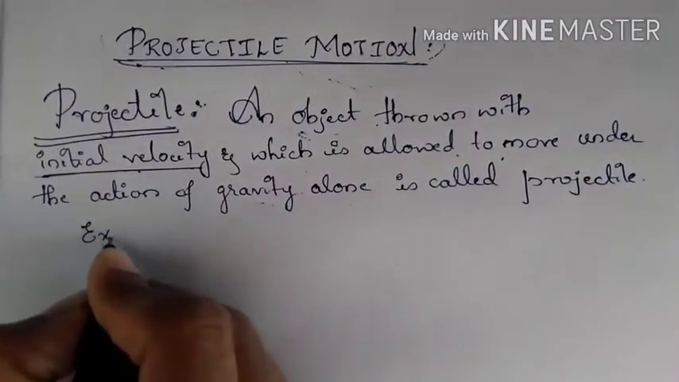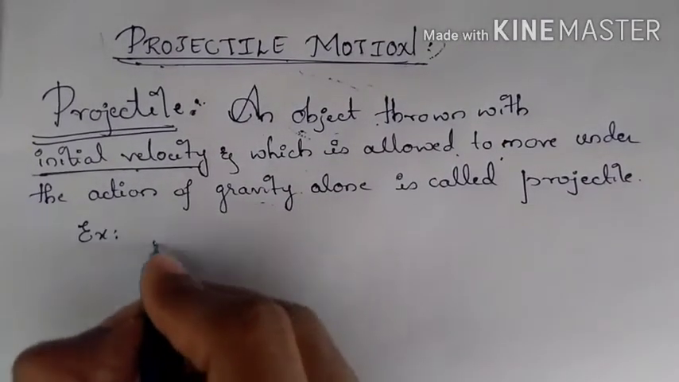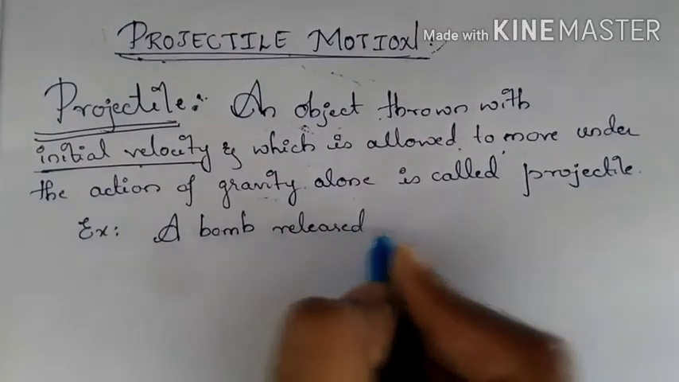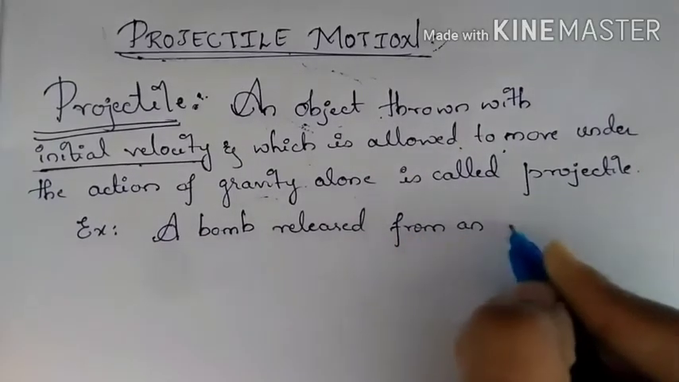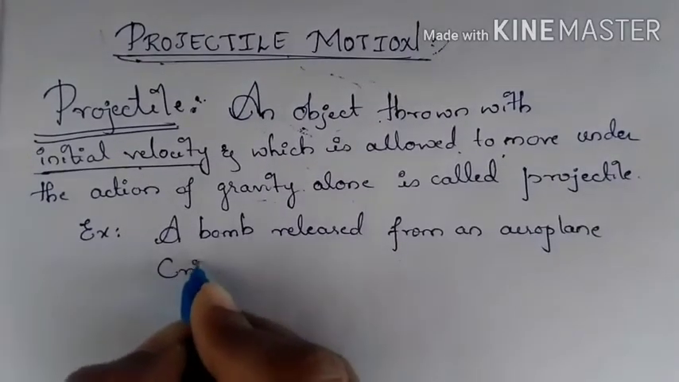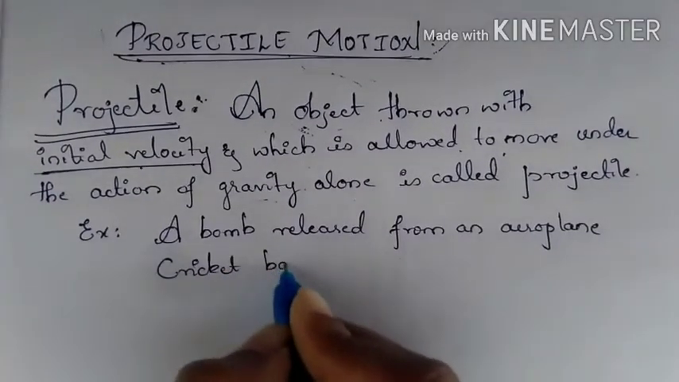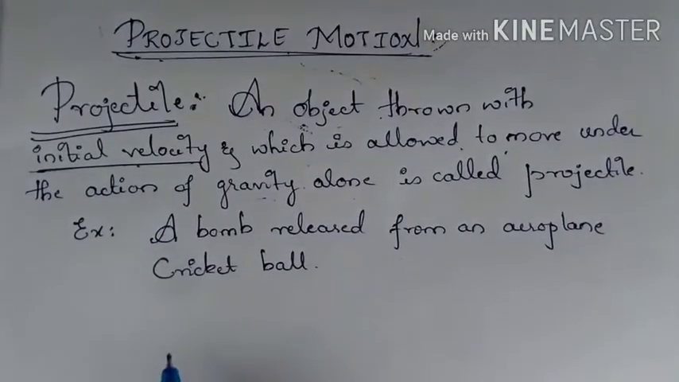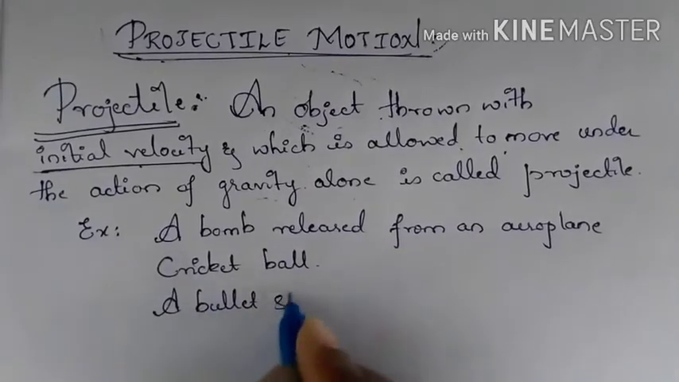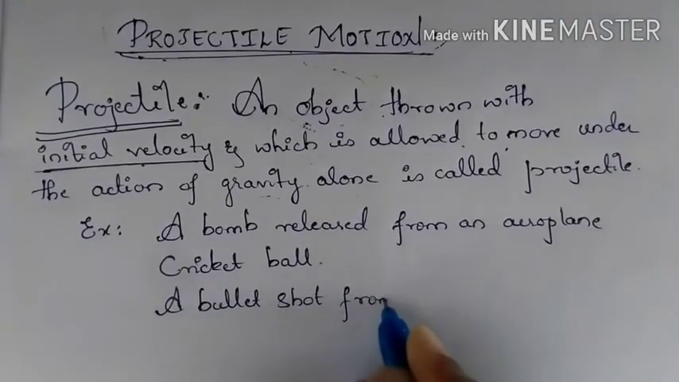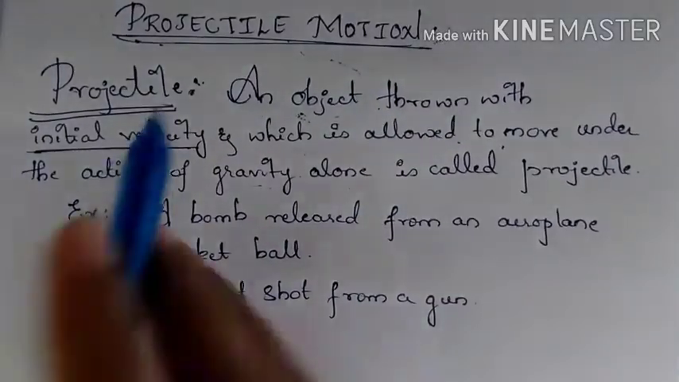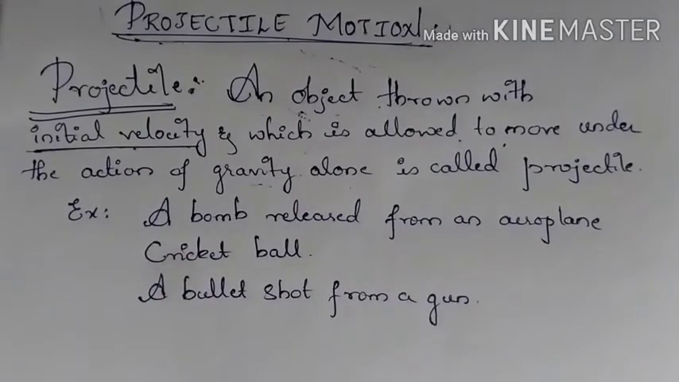So examples for projectile motion are a bomb released from an aeroplane, or a cricket ball, or a football, or a bullet shot from a gun. So these are the examples for the projectile or projectile motions.